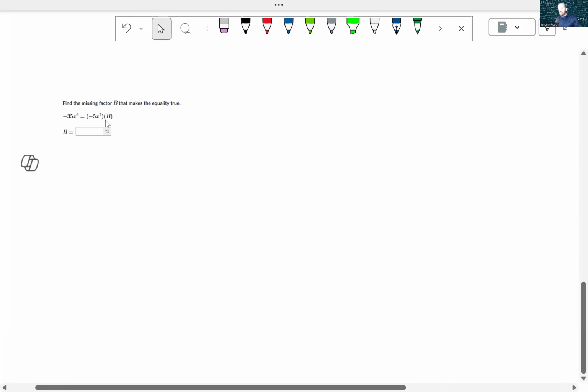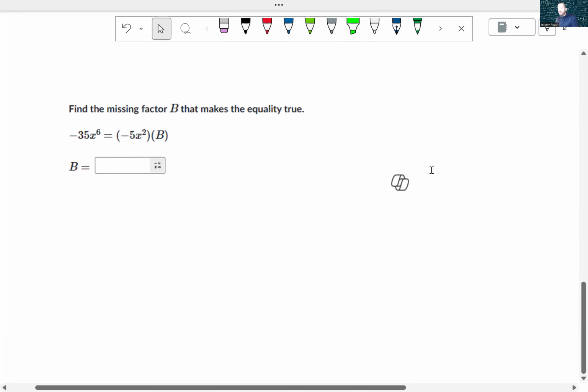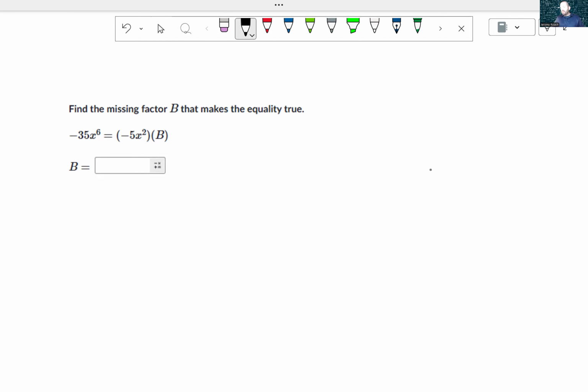As always, it's important to know what our signs are. This says negative 35x to the sixth equals negative 5x squared times b. So what times negative 5x squared will give us negative 35x to the sixth? Well, negative 5 times 7 is equal to negative 35. So there's our coefficient. X squared times what is x to the sixth? That's x to the fourth. We add our exponents when we're multiplying. We subtract them when we're dividing.